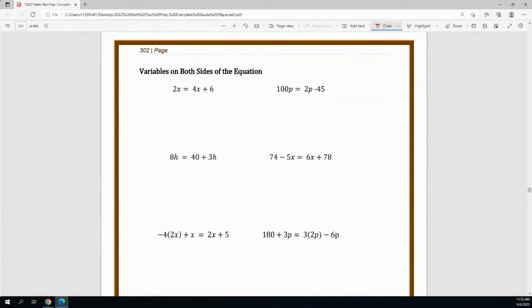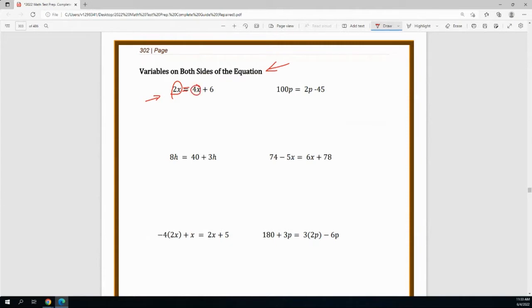Variables on both sides of the equation. This is going to be the most complicated thing that you would probably have to look at as far as algebra on the GED test. So let me describe what's happening. Do you notice that when you look at this first math problem, you have 2x on the left side of the equal sign, and you have 4x on the right side of the equal sign?